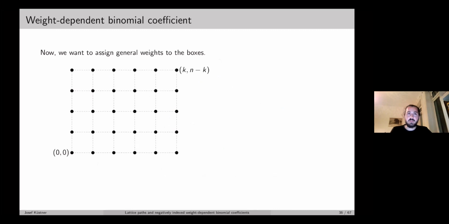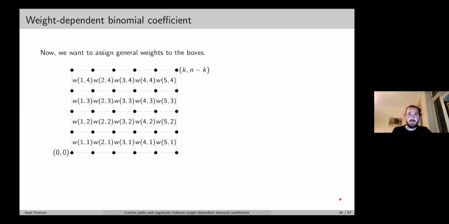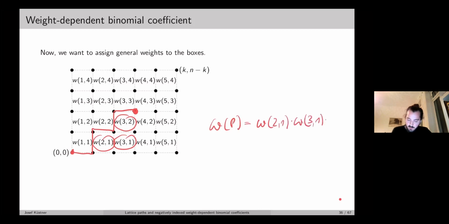So it's very weight-dependent. We again give weights to the boxes, but now every box has its own weight. We call them W of ij. For example, this box here is box 1, 1, it gets weight W1,1. What do I mean? Again, we start at 0, 0, we take some path, for example, we stop it here. We look at all boxes that are between the path and the x-axis. And the weight of this path will be W21 times W31 times W32.